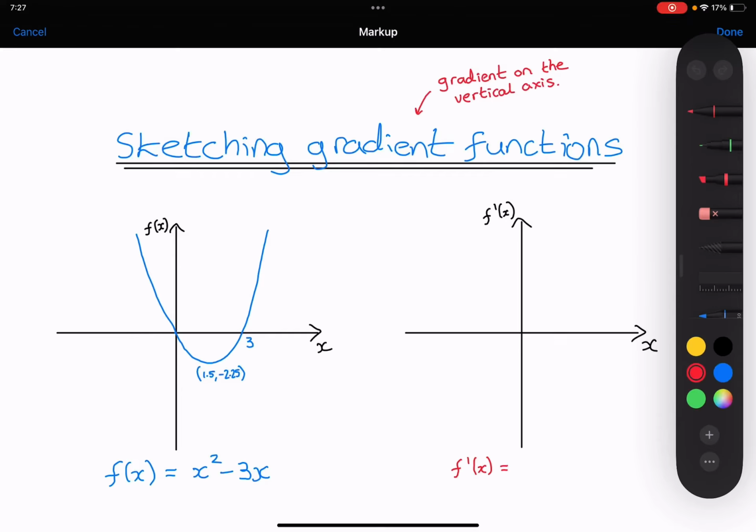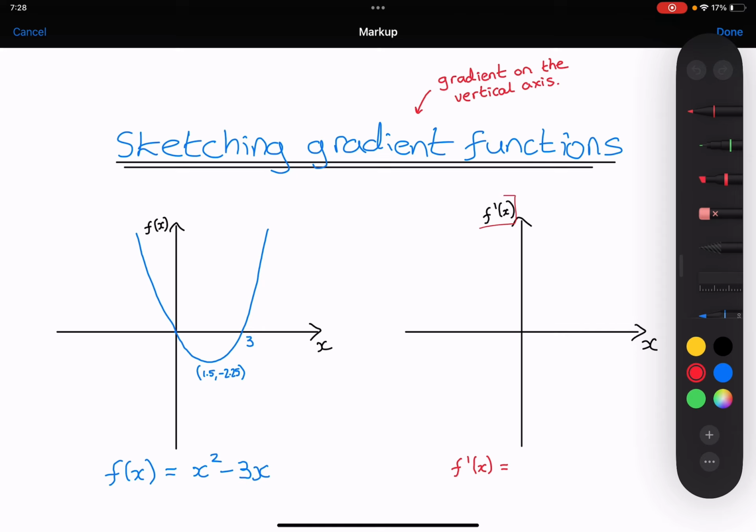This video is all about sketching gradient functions. If we're sketching a gradient function, what we are doing is putting the gradient of the curve on the y-axis rather than the y-coordinates. If we know what the function is, in this example I know the function is x squared minus 3x.